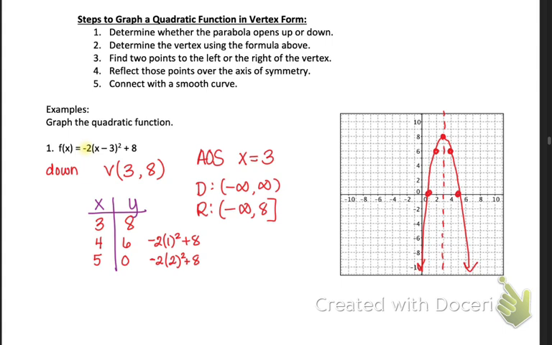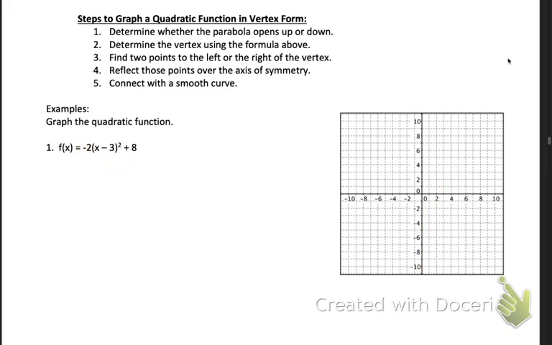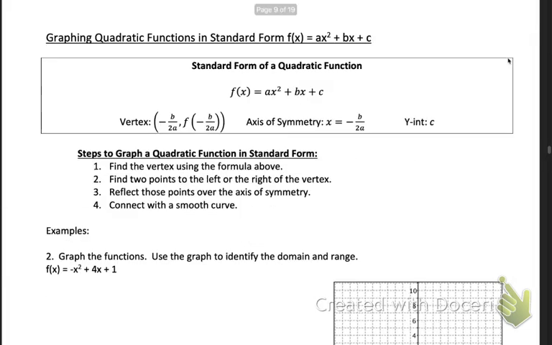All parabolas are pretty much the same. Figure out where the vertex is and then get 2 other points. Finding the vertex is a little different depending on the form you're in, but that's how we do it in vertex form. Let's talk about how we would do it in standard form.